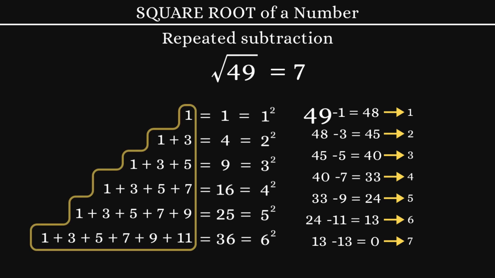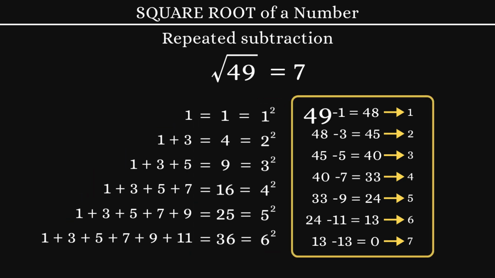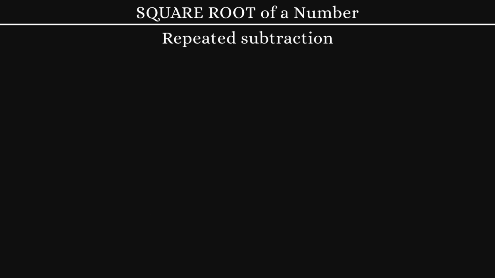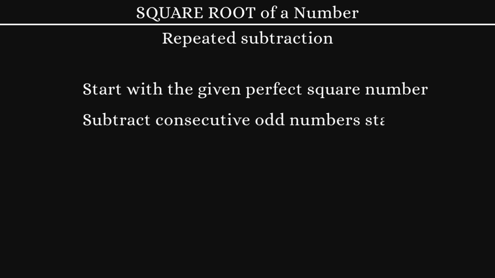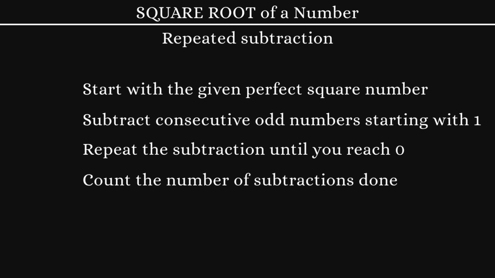So let's remember, adding of the first consecutive odd numbers will result in a perfect square, and hence subtracting them one by one will help us in finding the square root. We can summarize it in 5 simple steps. Start with a given perfect square number. Subtract consecutive odd numbers beginning with 1. Repeat the subtraction until you reach 0. Finally, count the number of subtractions that are done. That count will give us the square root.